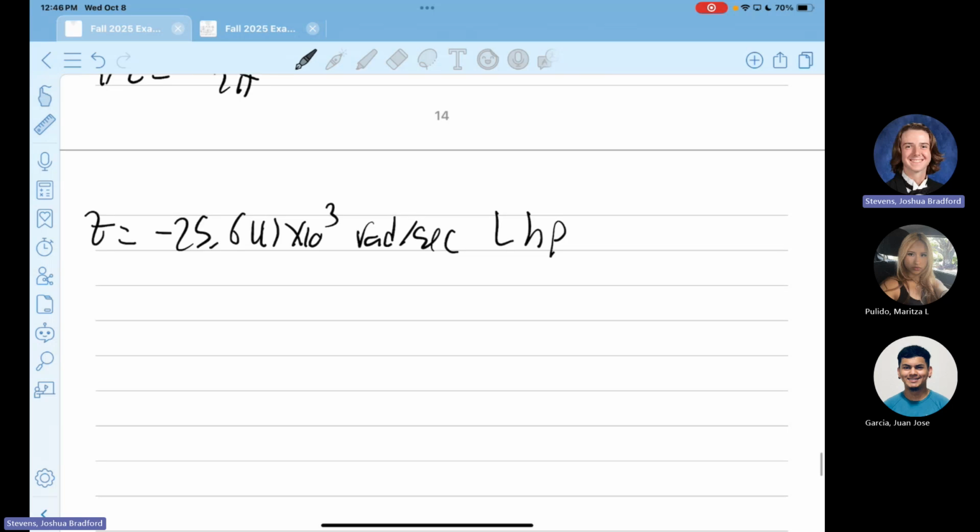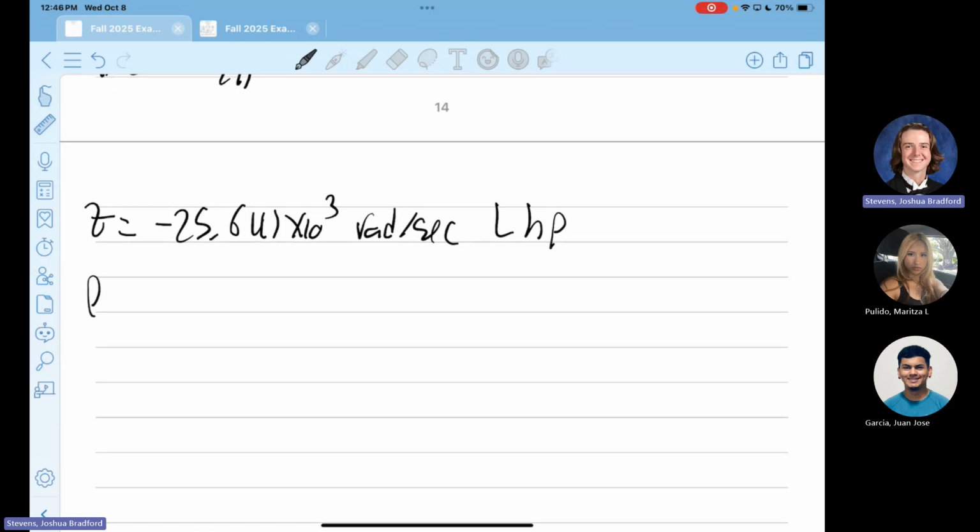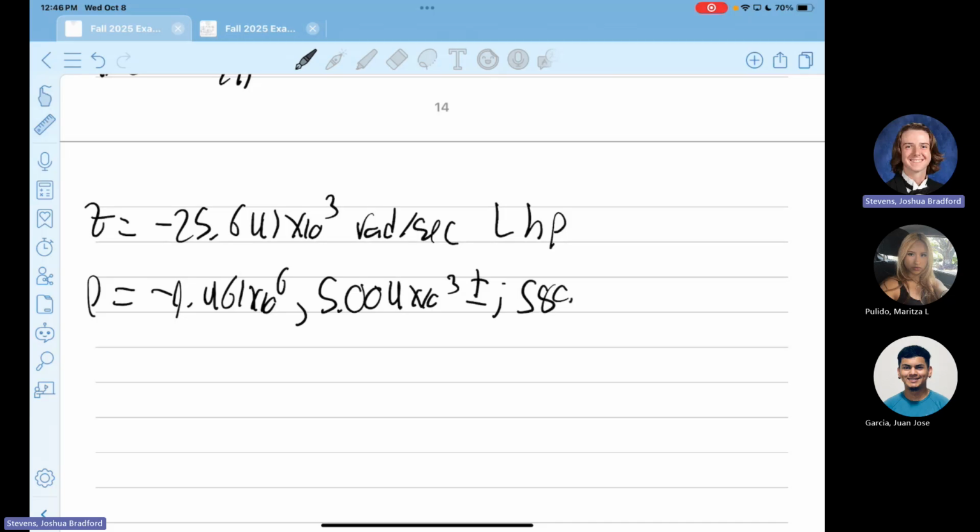Okay. And I'll do the poles. So we have negative 9.461 times 10 to the sixth, comma, 5.004 times 10 to the third, plus or minus J 580.538 times 10 to the third. These are all radians per second.